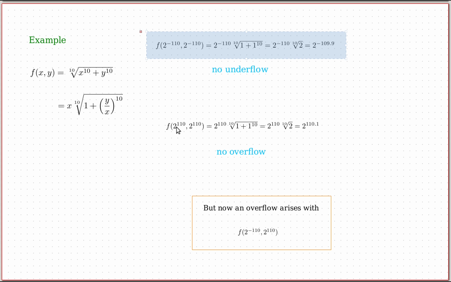Similarly, if you try plugging in 2 to the positive 110 for both x and y, again you have 2 to the positive 110 out front. That's not too big for MATLAB to represent. That's easy to represent as a 64-bit floating point number. Inside, once again, we have the same expression: the 10th root of 1 plus 1 to the 10th. So now we have 2 to the positive 110 times the 10th root of 2, and MATLAB will be able to give you the correct answer, 2 to the 110.1, without causing an overflow.